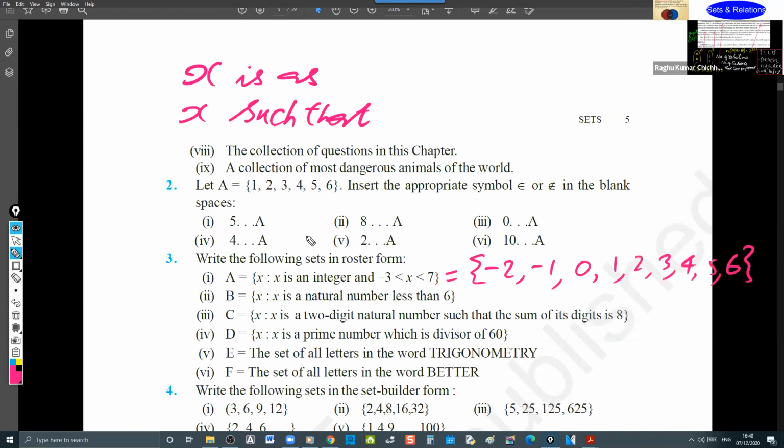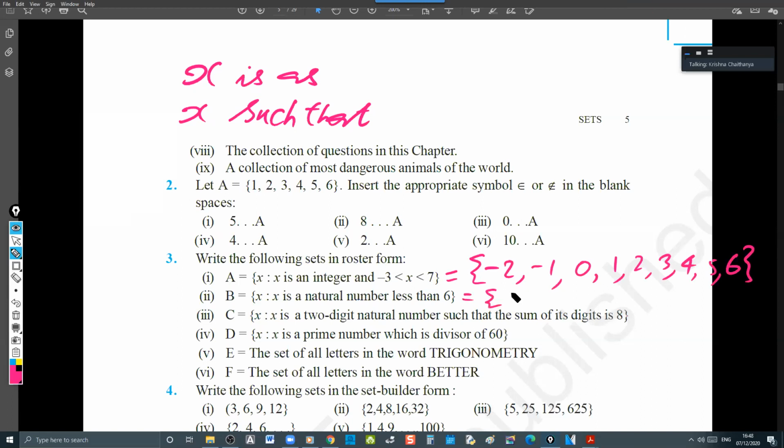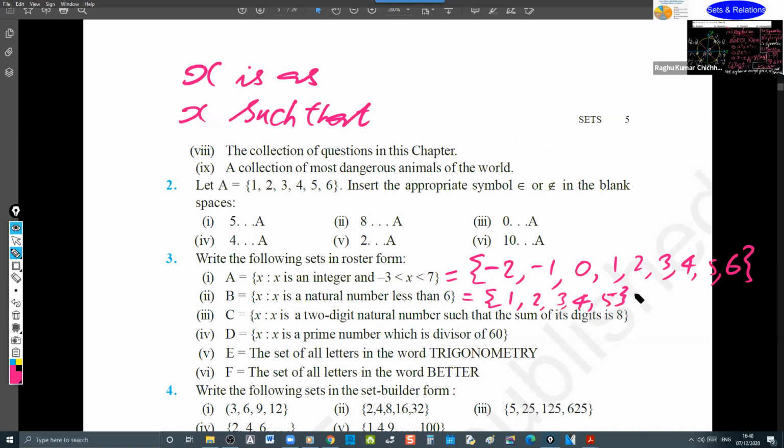Go to the next one, the second one. B equal to set of X such that X is a natural number less than 6. So X equal to 1, 2, 3, 4, 5. That's it. Next.